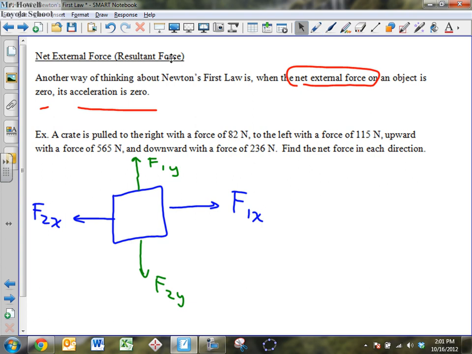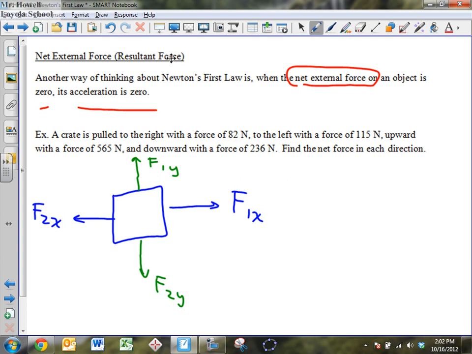And please, please, give them actual variable names first. Then we'll plug in the numbers. Give them variable names so that we can identify them. For example, F1X is just 82 newtons, really, right? So I could have written 82 newtons there, but I want to identify what's going on, really. All right.